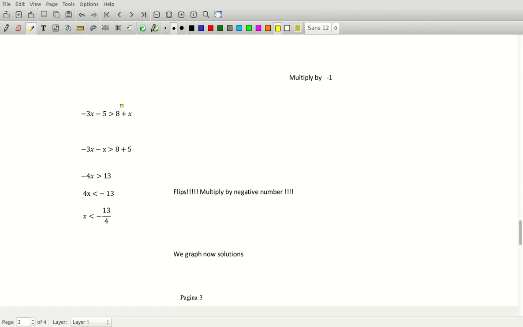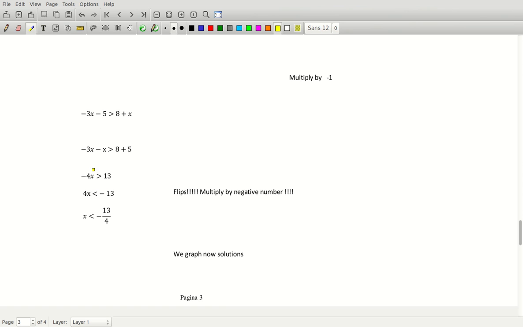Now, let's look at another linear inequality. Again, minus 3x minus 5 greater than 8 plus x. We have to group all the x terms on one side, so I move this x here, and I have to remember to change the sign, and I have to move this minus 5 to the other side, obtaining 8 plus 5. Remember, if I change the side of a number, I have to change its sign.